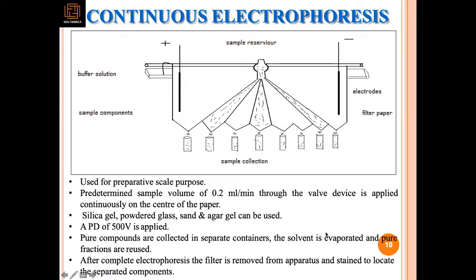This is used for preparative scale purposes. A predetermined sample volume of 0.2 ml per minute is used, and silica gel, powdered glass, sand, or agar gel can be used. A potential difference of 500 volts is applied, and pure compounds are collected in separate containers. After complete electrophoresis, the filter is removed from the apparatus and stained to locate the separated components.